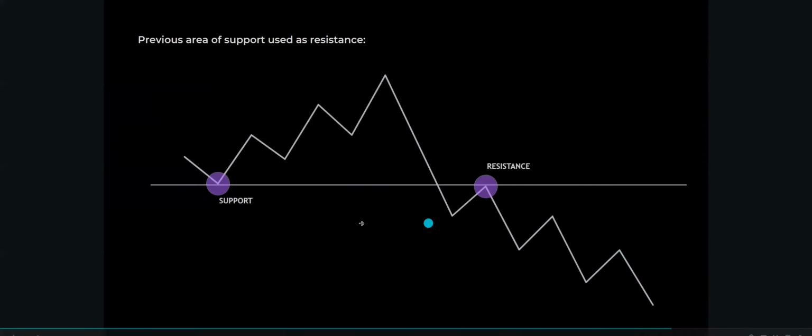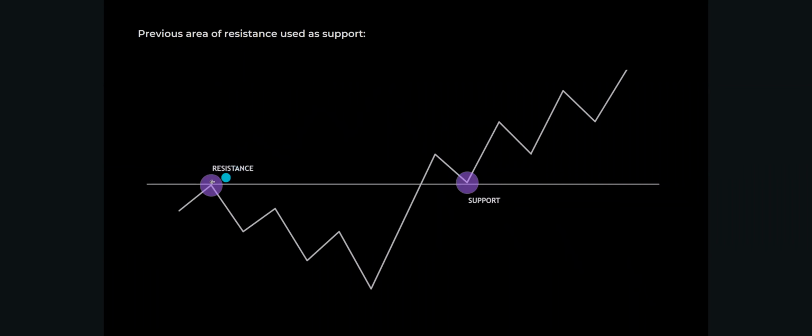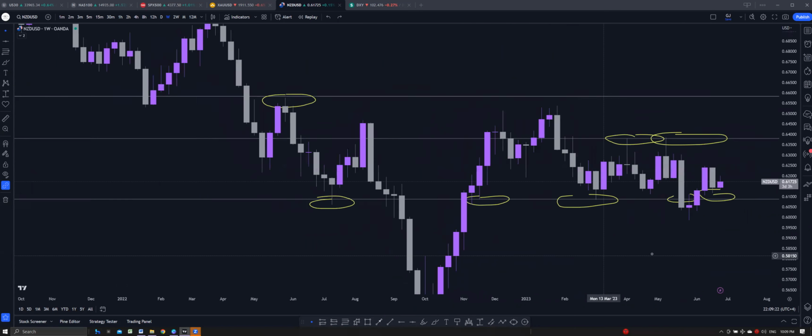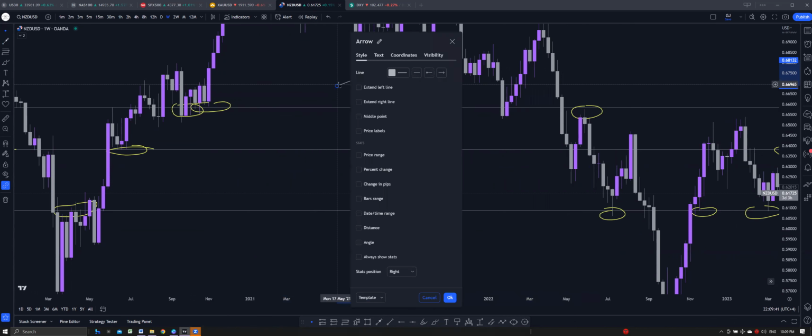That's what I mentioned here. An area of support usually gets used as an area of resistance. Again, an area of resistance will also be used as support, which I just showed you, right there. This area, which was used as support there, was used as a resistance. So that's how you identify an area of support or resistance.